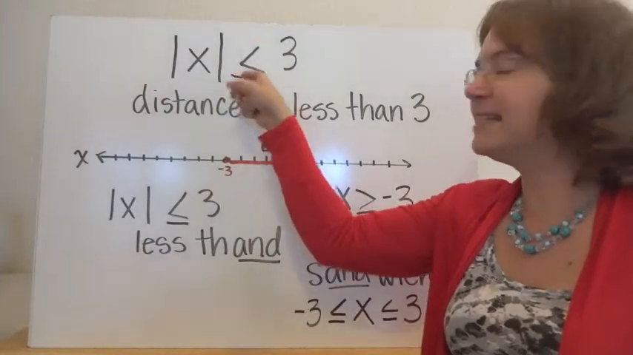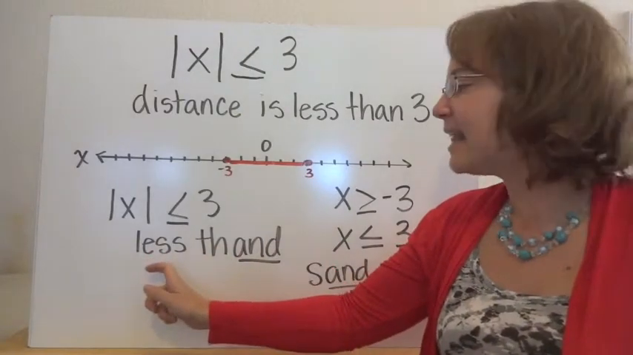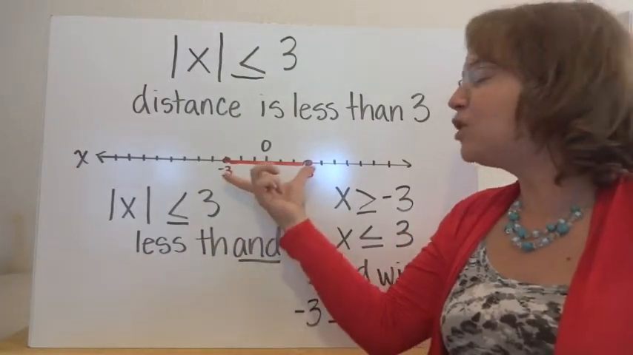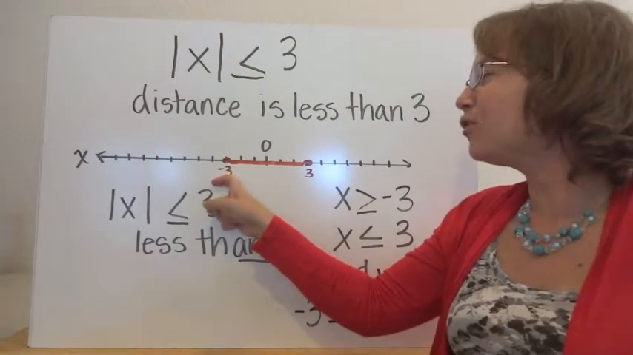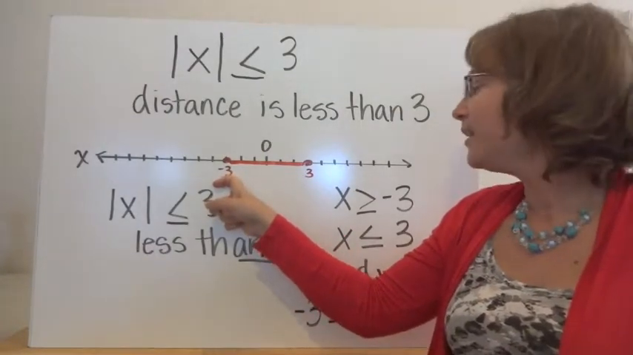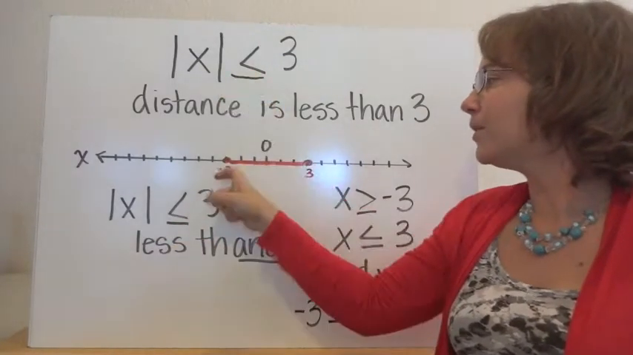So when I have a less than right here, and I've isolated my absolute value, I can think of that as a less than. I'm going to have two things that have to be true there. So I'm going to have x has to be greater than -3, or equal to in this case, because I added that little or equal to.